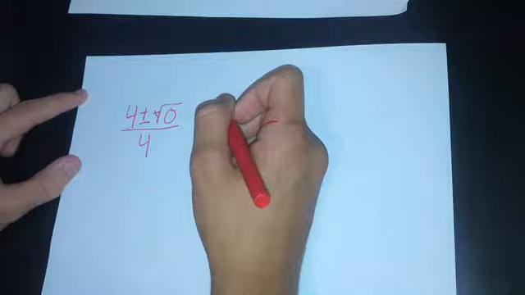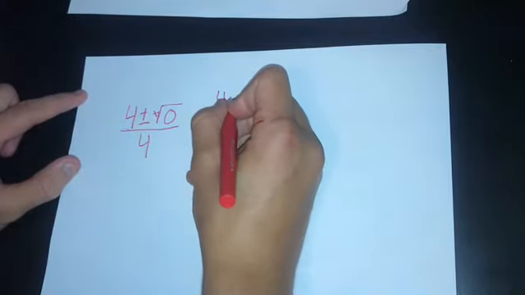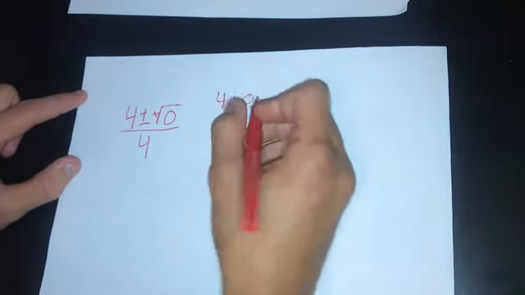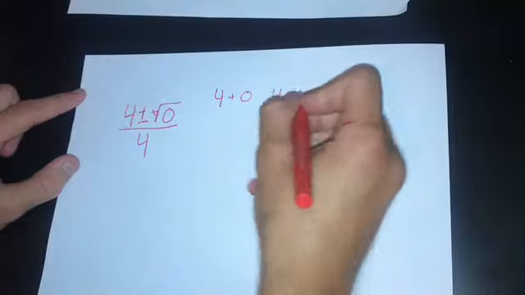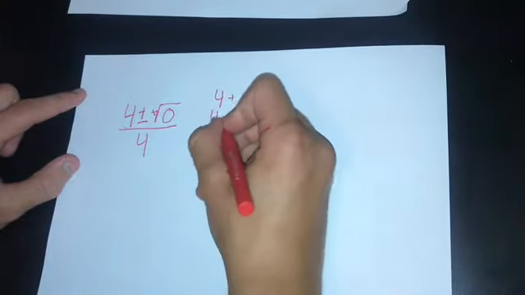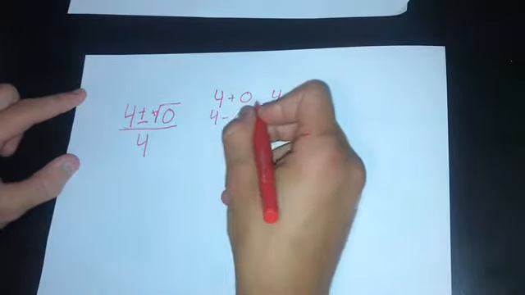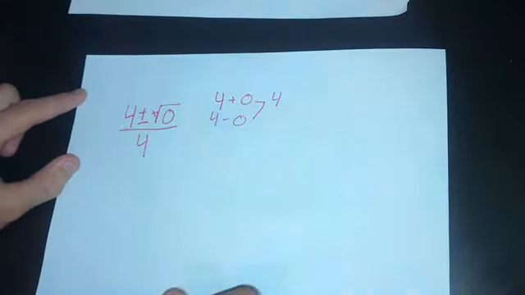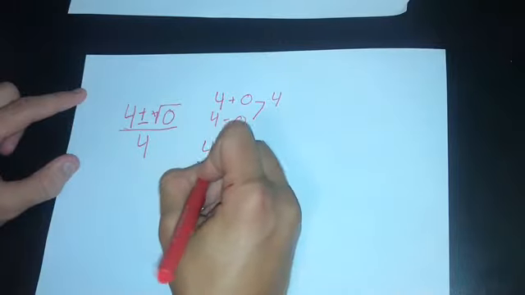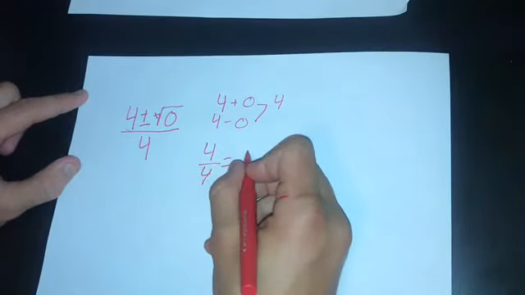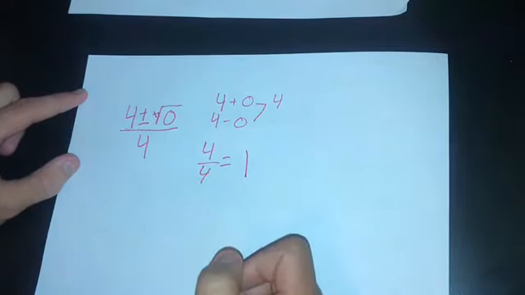So we know that 4 plus 0 equals 4, and then 4 minus 0 equals 4. We know that happens. So we know that's the only answer we're going to get for that. And that would mean 4 over 4 just equals 1. And that's what our answer would be for that.